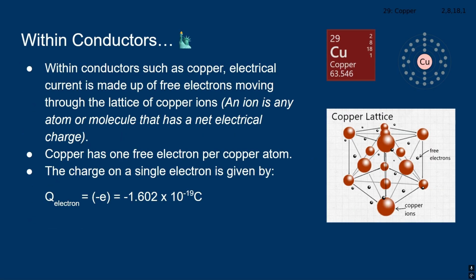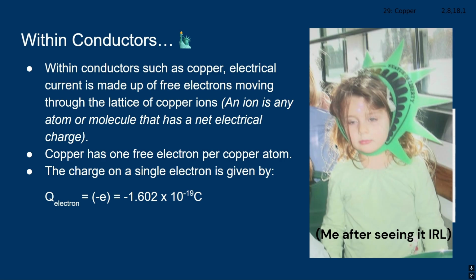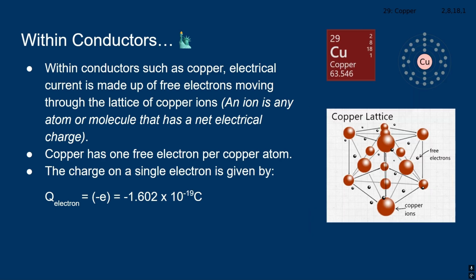Within conductors, and I put the emoji of the Statue of Liberty there because the Statue of Liberty is made of copper, and it was a gift from France, so thank you, France. But copper is one of the most common electrical conductors, and so that's why I put it there. Within conductors such as copper, electrical current is made up of free electrons moving through the lattice of copper ions. An ion is any atom or molecule that has a net electrical charge. So there are cations, which are positive, and then there are anions, which are negative.